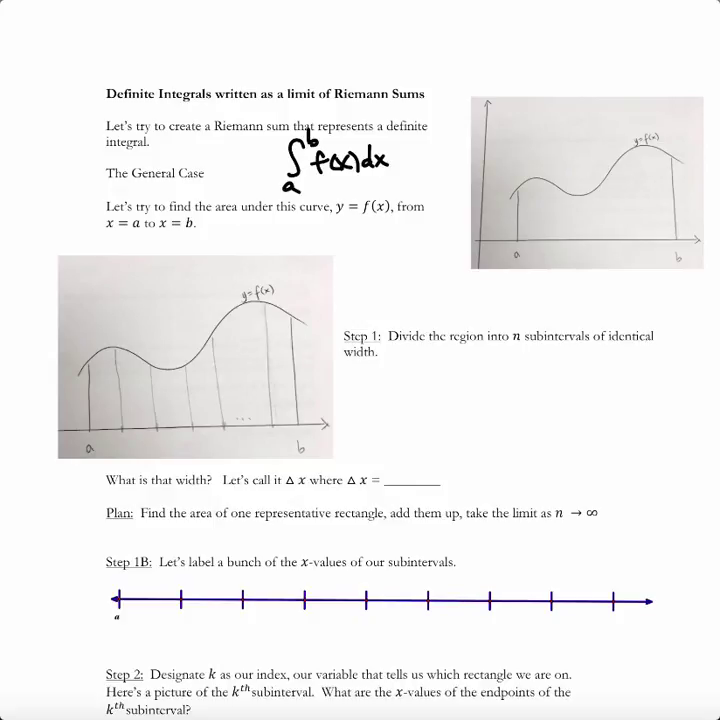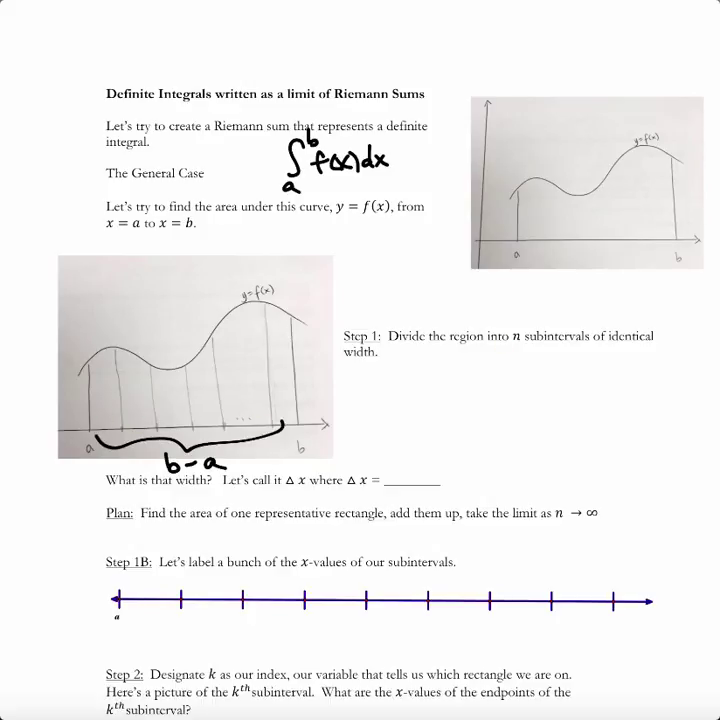Now what we've done so far is we've calculated this by doing a sum of either little rectangles or perhaps trapezoids. And so let's explore this sum of rectangles idea a little bit more. Let's try to find the area under this curve from a to b. So the first thing we're going to do is divide this entire region into n subintervals of identical width. We know that this whole distance is b minus a. That's the full width of this interval.